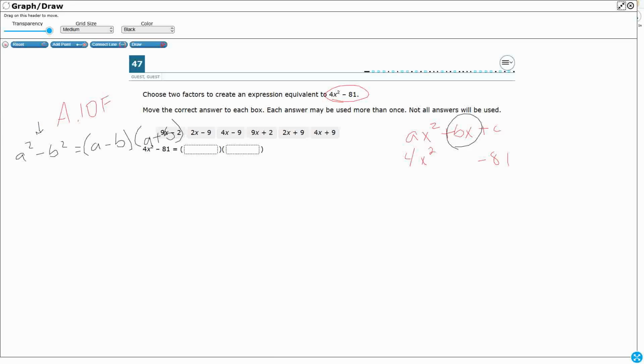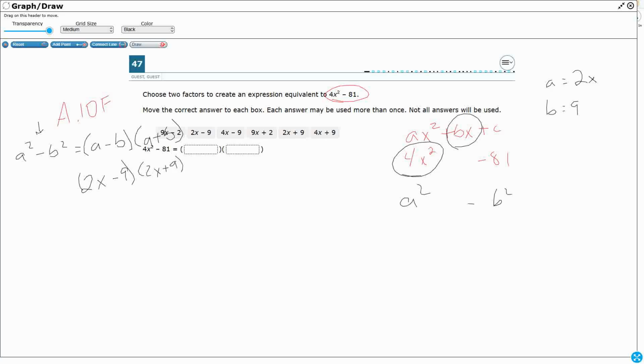So if we take a look at this right here, this 4x squared is my a squared. I have a minus, and I've got a b squared. Well, what could that b be? What is 81, right? If I take the square root of that, that's going to be 9. Okay, so I can say that b equals 9. And then if I take the square root of the 4 and the x squared, I can say that a equals, well, the square root of 4 is 2, the square root of x squared is x. So then I can just plug those in, and I can say it's 2x minus 9, and then 2x plus 9.